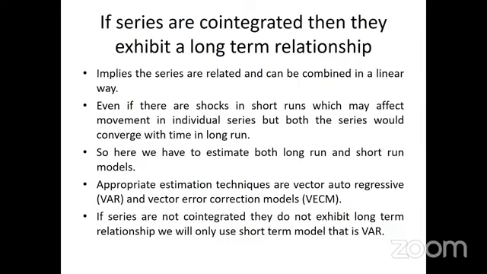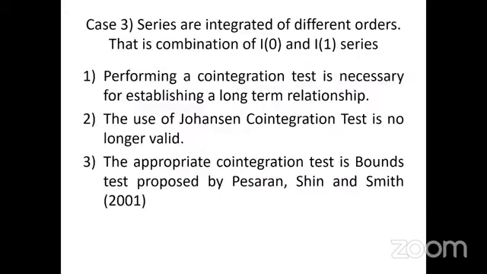Now comes the third scenario, right? Now here, series are integrated of different orders. Their combination is of I0 and I1, right? Is it clear? So we cannot run the co-integration test, and it's no longer valid to run this. But there is the bounds test, which has been proposed by Pesaran, Shin, and Smith in 2001. They have proposed this test.